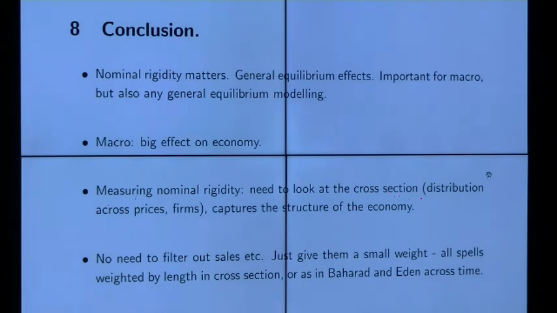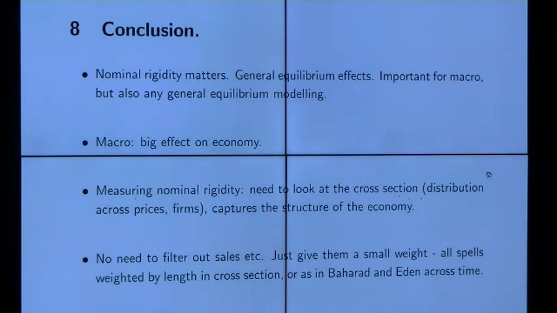Okay, so what's the conclusion? So firstly, I hope I've managed to persuade you that nominal rigidity matters. There are general equilibrium effects. So nominal rigidity in one sector can affect how the rest of the economy behaves. This is important for macro, in particular, but it also can apply to any general equilibrium modelling, taxation, and so on. And in macro, under certain assumptions, it can have a big effect on the economy. And certainly, the work I've done in a variety of different settings suggests that quite a modest level of nominal rigidity can have quite a big effect on how the economy behaves, using empirically plausible calibrations and so on.